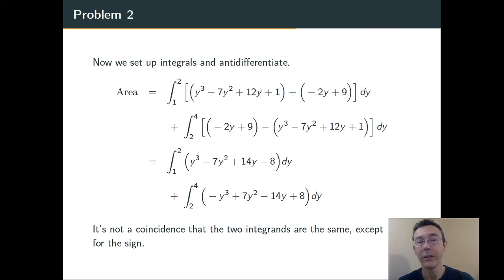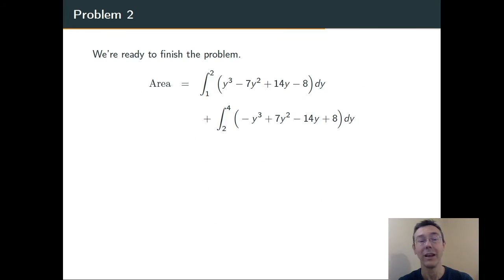It's not a coincidence that the 2 integrands are identical. We are taking the same 2 functions, we are just subtracting in opposite orders. That's like multiplying by negative 1. That's going to save us a little work as we anti-differentiate.